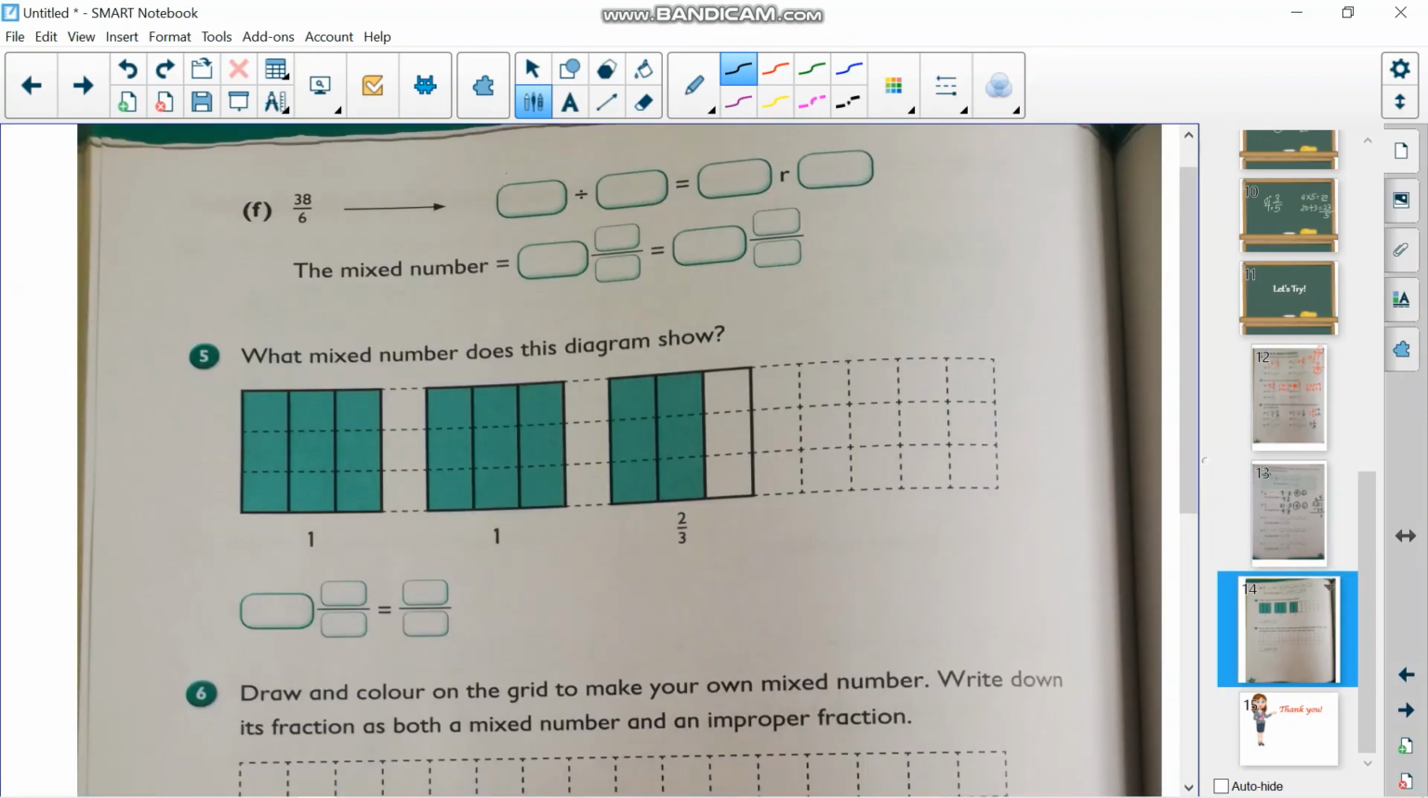Number 5. What mixed number does this diagram show? So write the mixed number shown in the diagram and write also the equivalent improper fraction. So no need for you to answer number 6, only from 1 to 5.